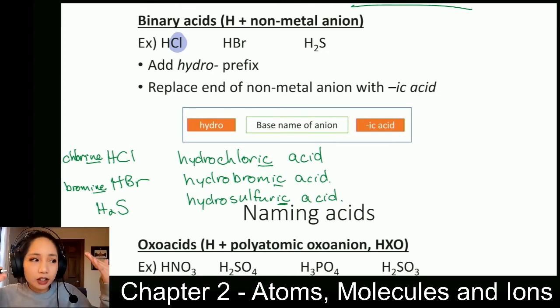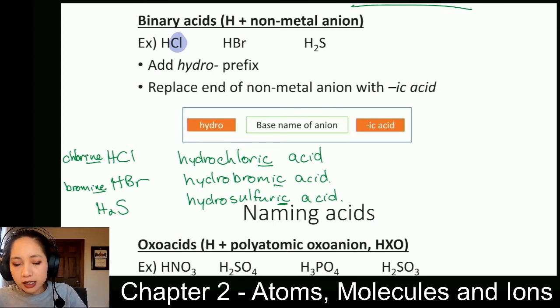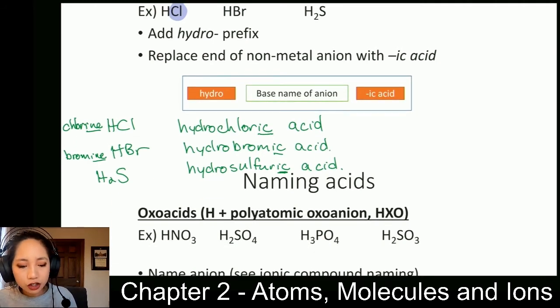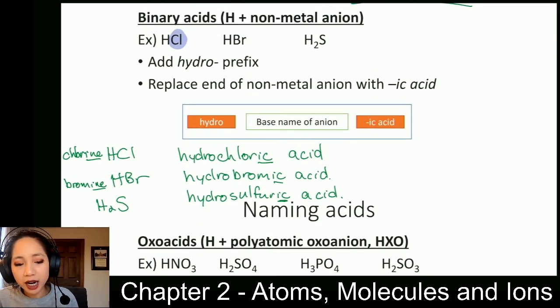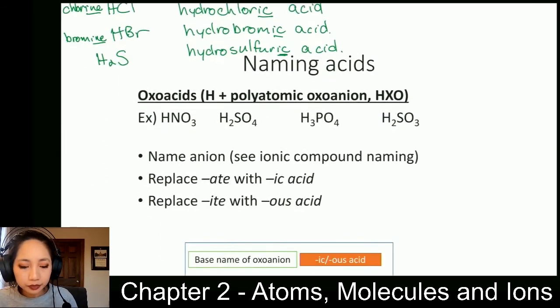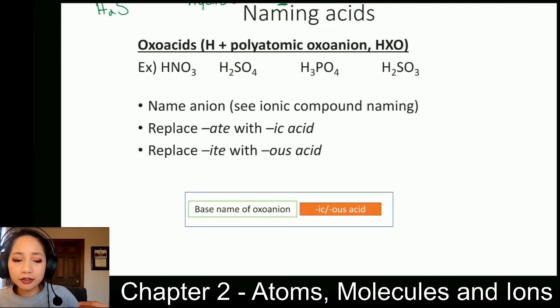This changes when we get to oxo acids. Some of the names for acids look kind of similar, but they follow these same guidelines. Anything that starts with hydro is one of these binary acids where we only have one nonmetal anion present in the formula. It changes when we have a polyatomic oxoanion. So you might have heard of sulfuric acid or nitric acid. Those acids come from the polyatomics.